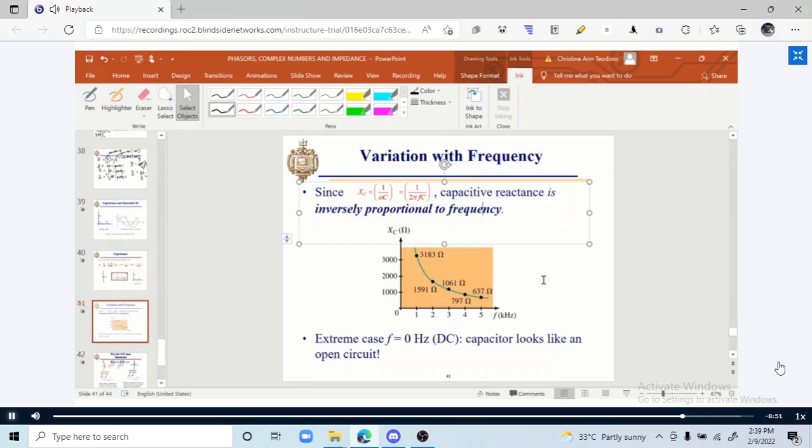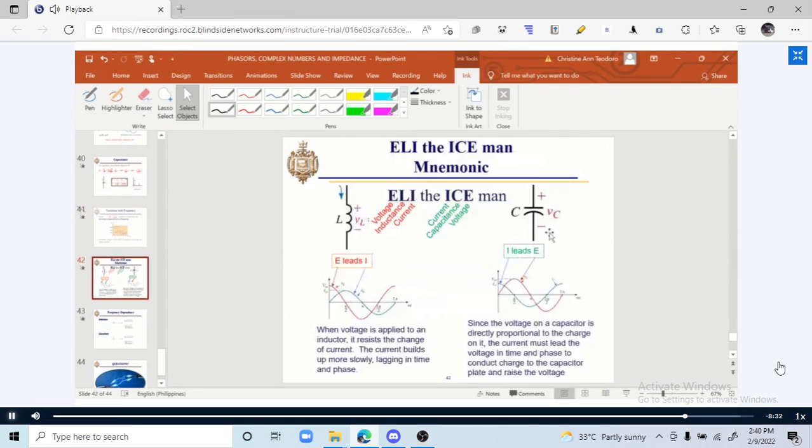Therefore, in extreme cases, or when we are dealing with DC instead of AC, our capacitor looks like an open circuit. Okay, when we say open circuit, your circuit will be disconnected from the whole setup. Okay, it has been disconnected onto the capacitor side.